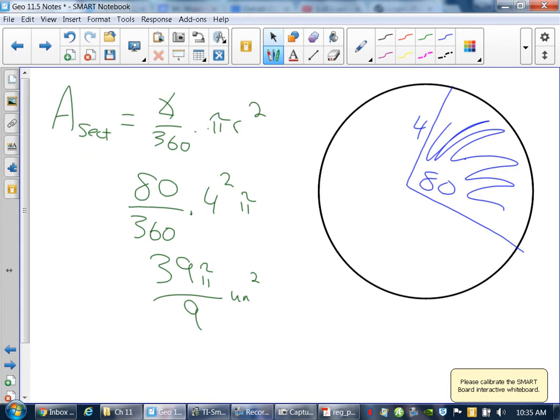Oh, it is 32. I read that wrong. Thank you. All right. Yeah, you're right. Because if it was 39 pi over 9, we could have simplified that by 3 and gotten 13 pi over 3. So I should have. Okay.